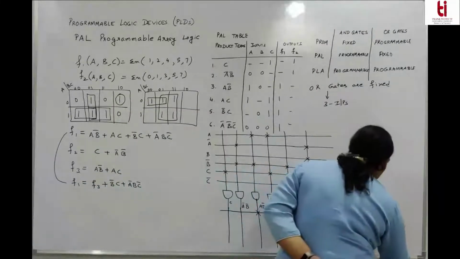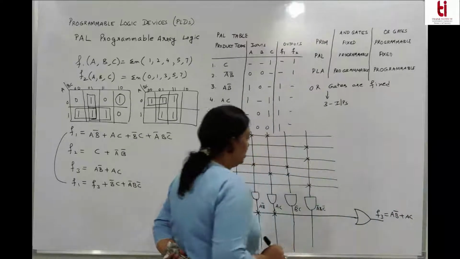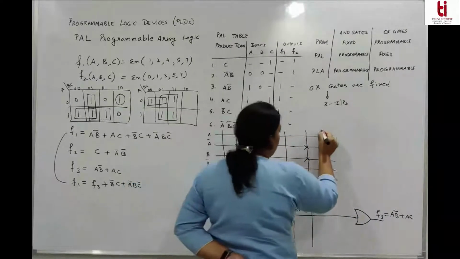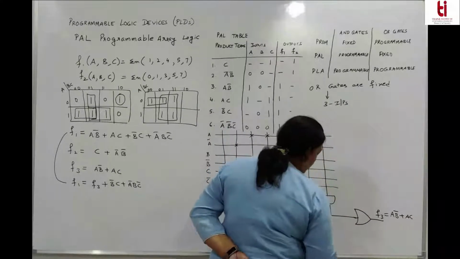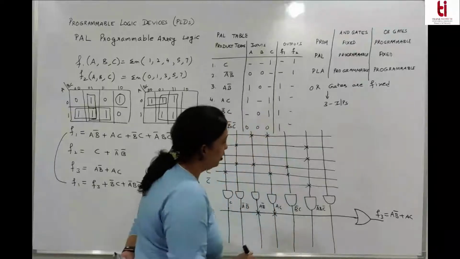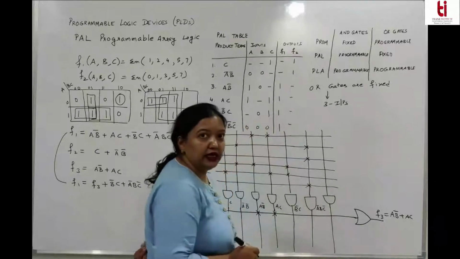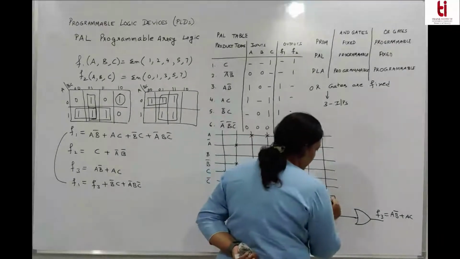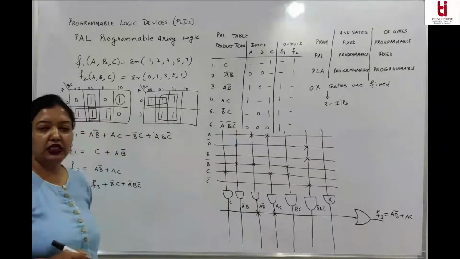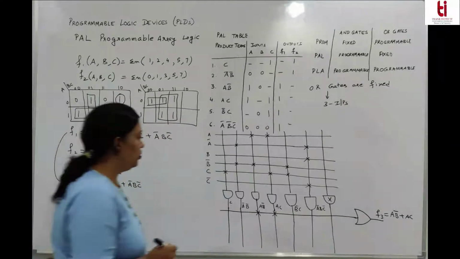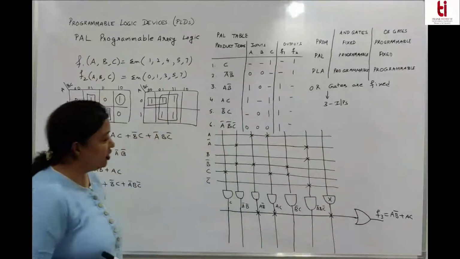F3 is AB bar plus AC. So what you do is you will have another AND gate which will give you 0. This is basically all the fuses are intact. All the fuses are intact. So what you will get is AA bar, BB bar, CC bar. That means it will be equal to 0. So you have three inputs connected.